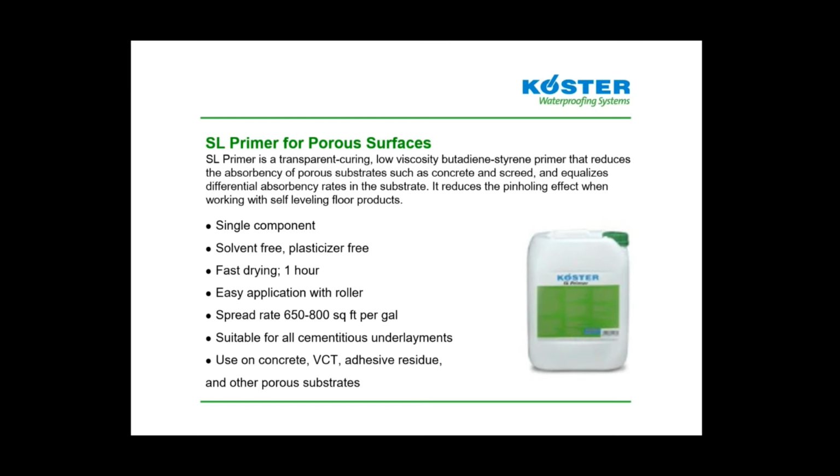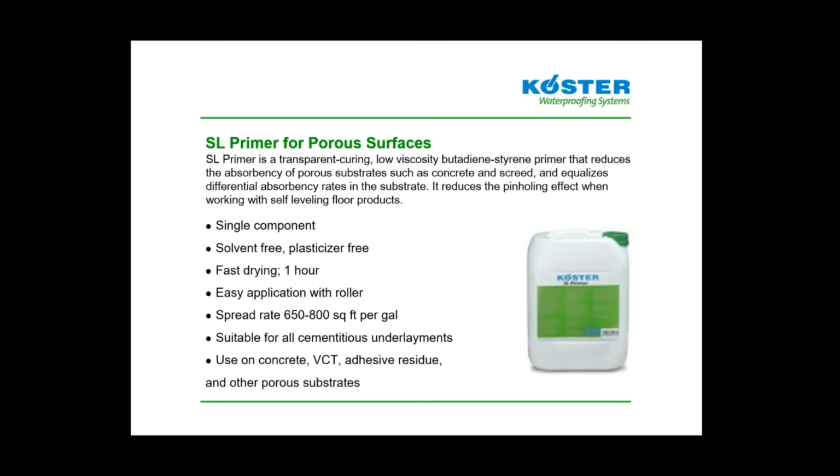If we're going over concrete with the self-leveler, or if we're doing an installation with different layers and multiple lifts of underlayment, or working over porous substrates, normally we use the SL primer. Again, it's a one-component, solvent-free, fast-drying material. Spreads between 650 to 800 square feet per gallon.